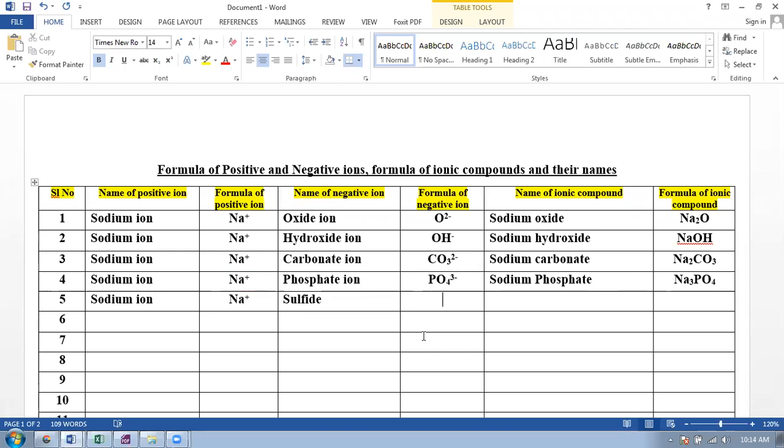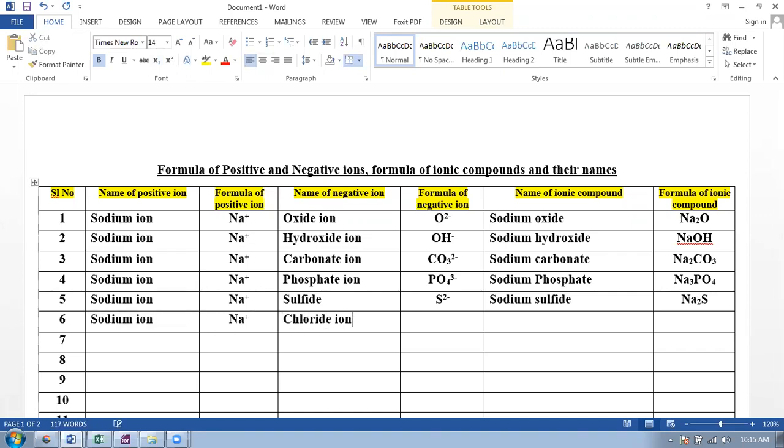Now, sodium ion and sulfide ion. Sulfide ion is S2 minus. Sodium sulfide: first of all you write Na and you write S, then 1 after S, and sulfide ion has 2 minus charge, so 2 after sodium. Interchange, remember, I repeat many times, the charges interchange.